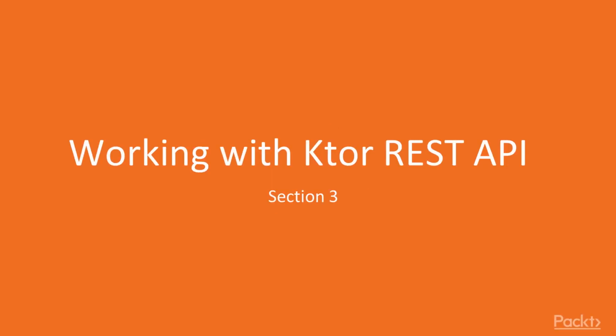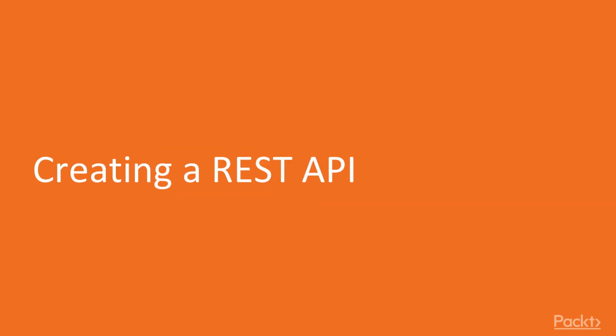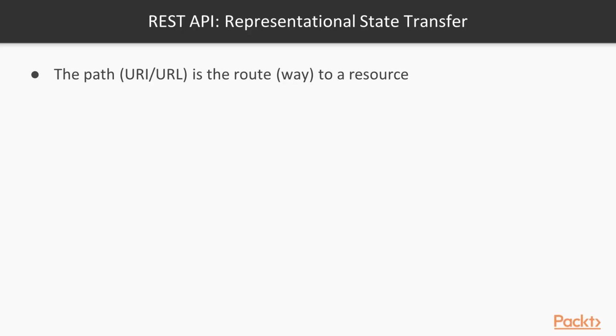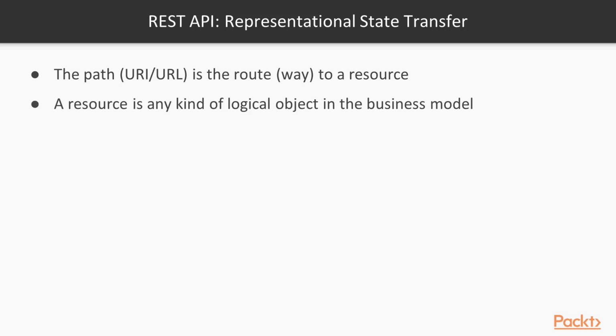In this section, we will understand how to work with the Ktor REST API. This video is about creating a REST API. First of all, REST stands for Representational State Transfer. The path or URL is the route, the way to the resource. A resource is any kind of logical object in the business model.